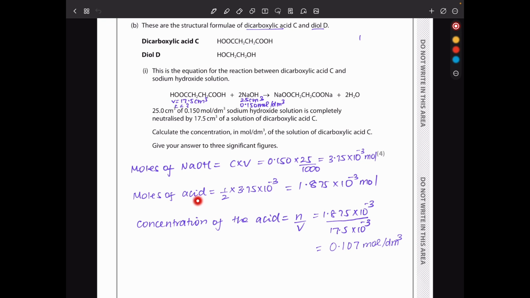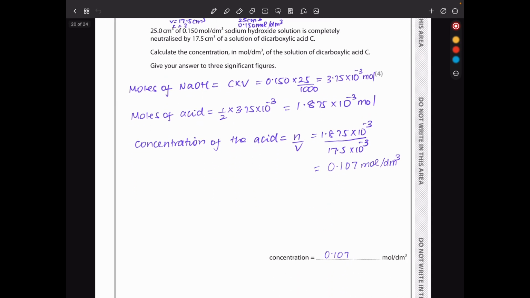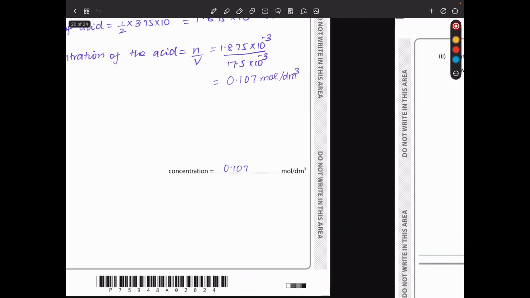And then the moles of the acid, we use the mole ratio, which is 2 to 1. So moles of this should be a half the moles of that. So 1/2 times these moles, giving us that. And finally, the concentration of that should be the number of moles over our volume, which is these moles divided by the 17.5. But again, I multiply by 10 to the power negative 3 to convert it to decimeters cubed. And finally, I got 0.107 mole per decimeter cubed. So that was my answer here.